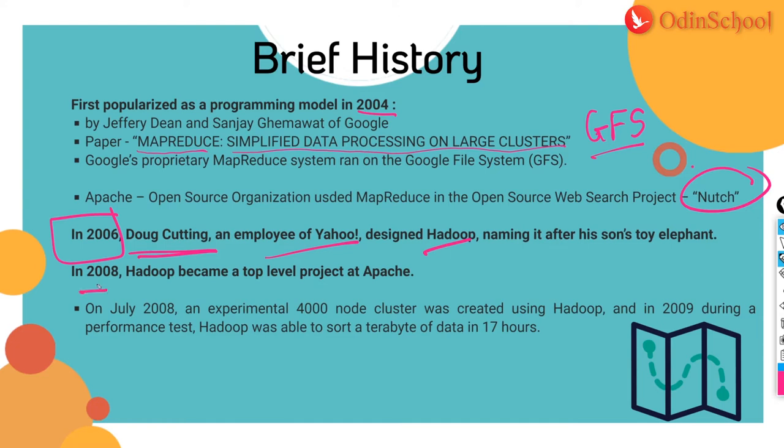In 2008, Hadoop became a top-level Apache project, and in July 2008, an experimental 4,000 node cluster was created using Hadoop. And in 2009, a performance test happened, and Hadoop was able to sort a terabyte of data in just 17 hours. So that was a record-breaking thing in the distributed world. That's where it came from, the brief history of MapReduce.